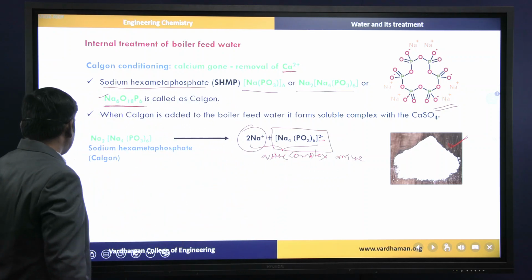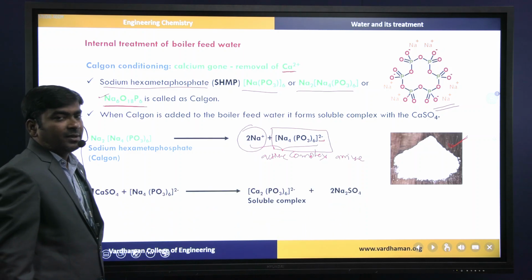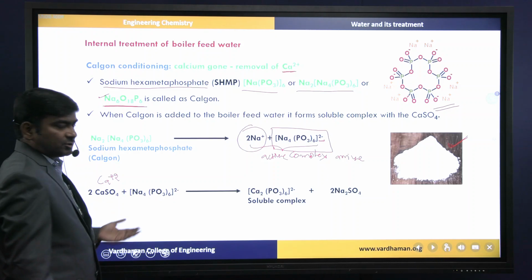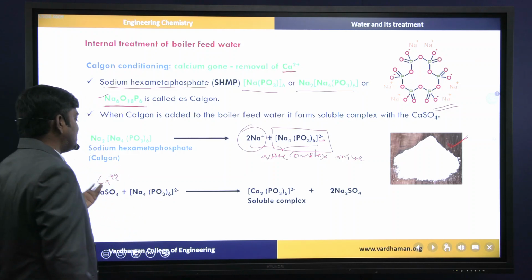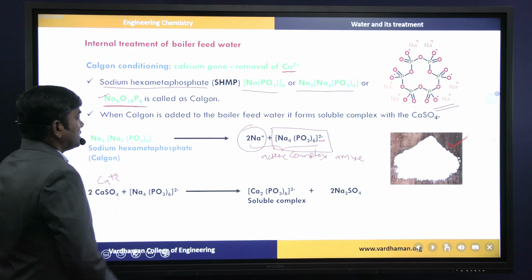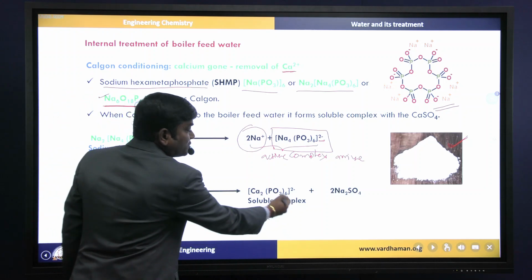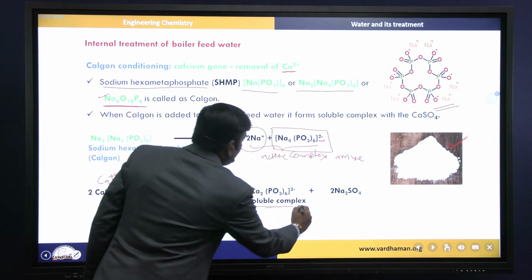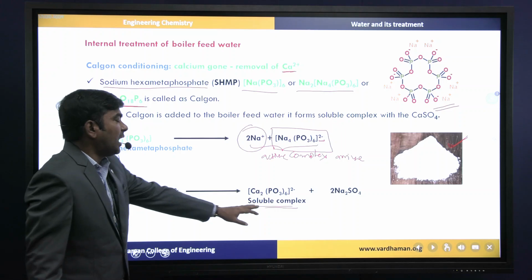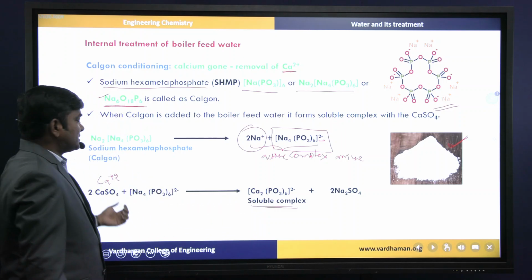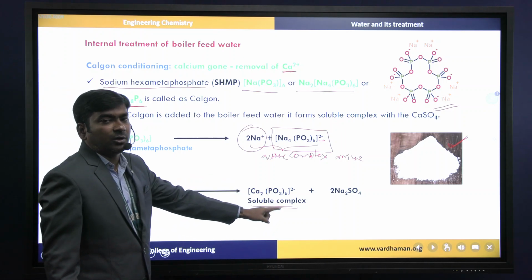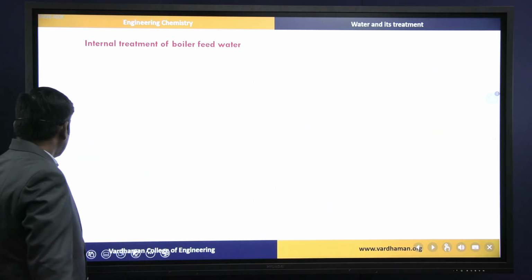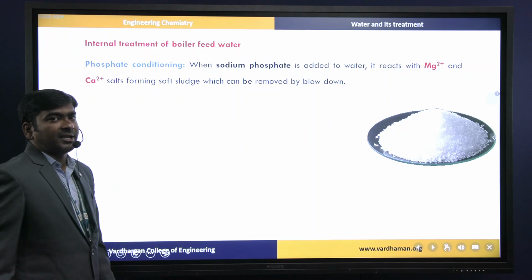This active complex anion further reacts with the calcium plus 2 ions, which are there in calcium sulfate or calcium nitrate or calcium bicarbonate. That is going to form a complex calcium phosphate, which is a soluble complex. In this way, hardness causing calcium sulfate salt is converted into a soluble complex, which can be easily removed by a simple blowdown operation.